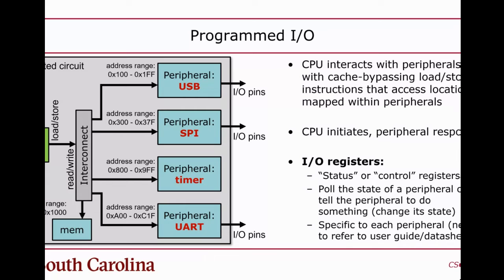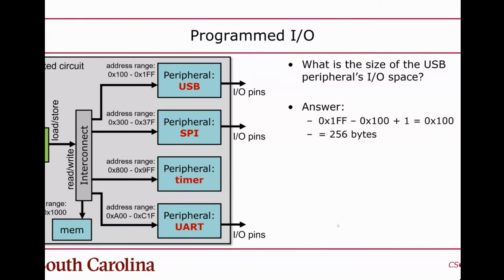But basically, these read and write operations are done to, instead of memory words, what are called I/O registers. So when the CPU wants to talk to a peripheral, it reads or writes to an I/O register. Sometimes they're called status or control registers. This allows the CPU to poll the state of the peripheral and also to give it new instructions or set bits that make the peripheral behave in a certain way.